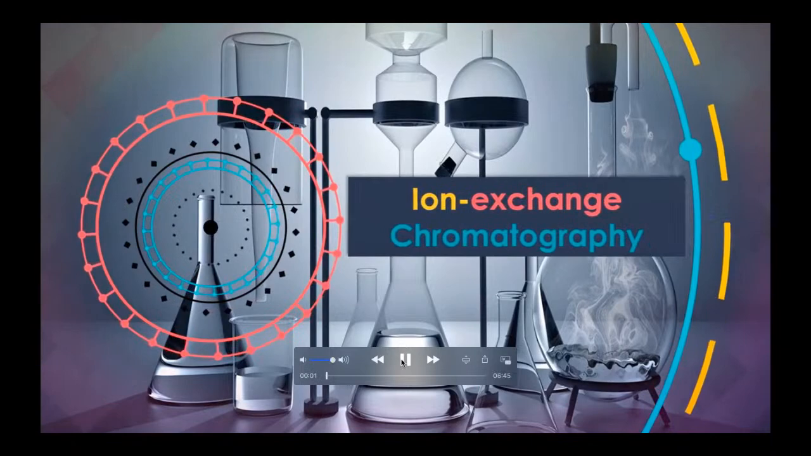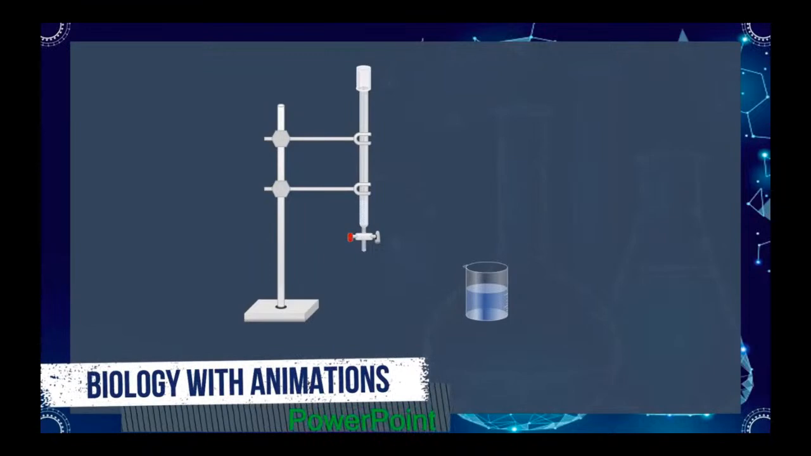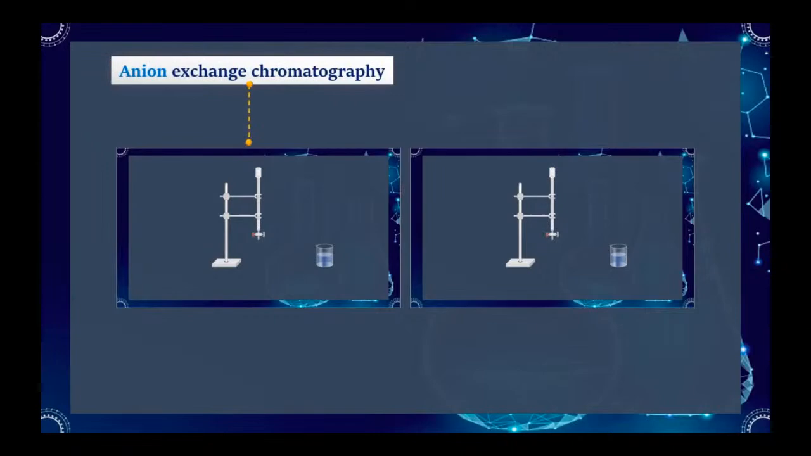Ion chromatography allows the separation of ions and polar molecules based on their charge, as well as other forms of chromatography. In ion chromatography, there is a mobile phase, which generally consists of buffer solution, and there is a stationary phase, which consists of a matrix that contains charged ionizable functional groups. This type of chromatography is subdivided into anion exchange chromatography and cation exchange chromatography.